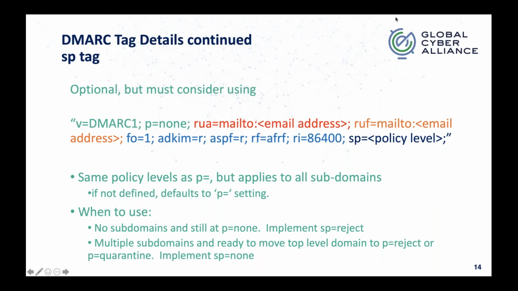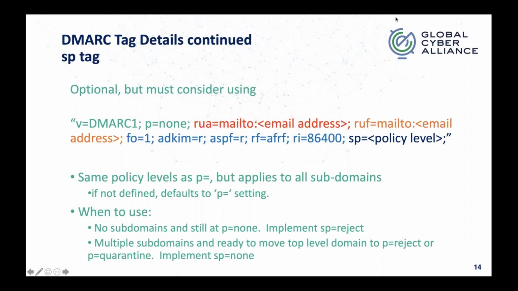One situation could be when you're first starting off and you're at p equals none, still going through and making changes. But you want to protect your subdomains. You know you don't have subdomains that are being used publicly in any way. You may use them internally, but not publicly. So what do you do at that point? You put in sp equals reject. So you'll put in p equals none, semicolon, sp equals reject, semicolon.